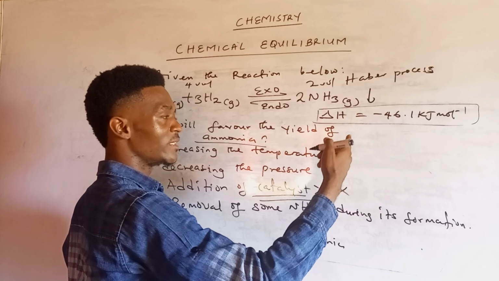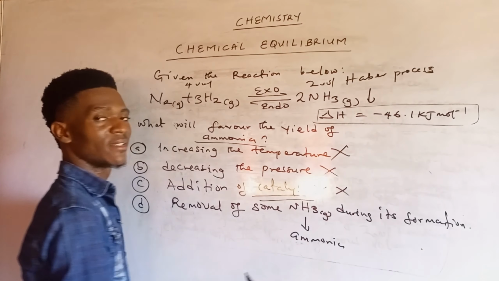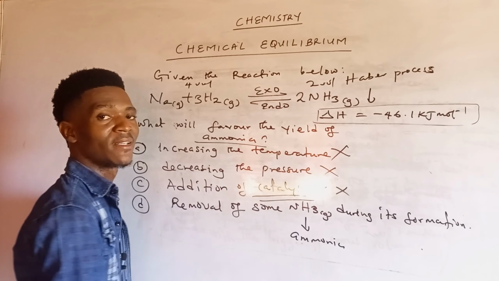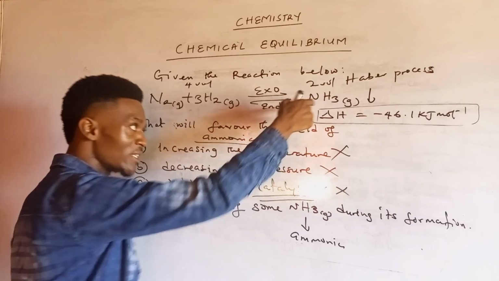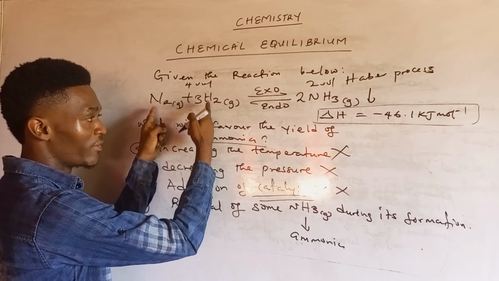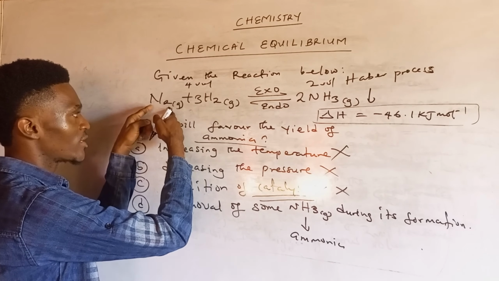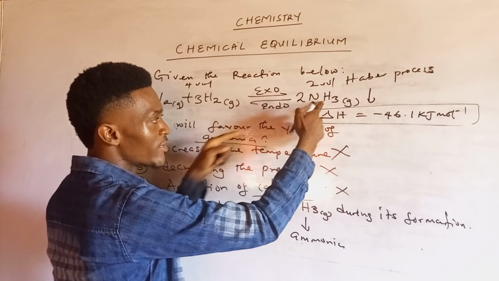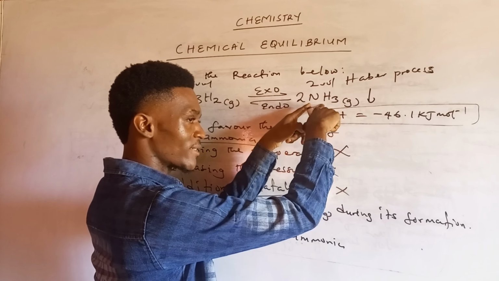And what part will still be favored in the process? It's still the same part. So what will favor the yield of this part is when you decrease the concentration of this part. A decrease in the concentration of this favors this same part. An increase in the concentration of these two favors this same part. Then a decrease in the concentration of this favors this same part. You understand the point?